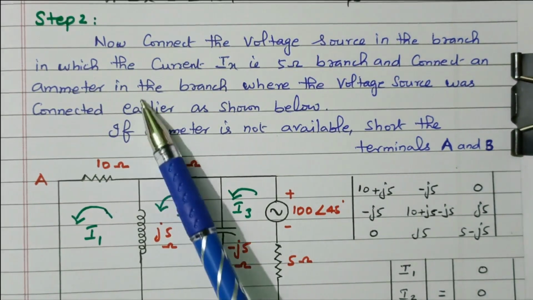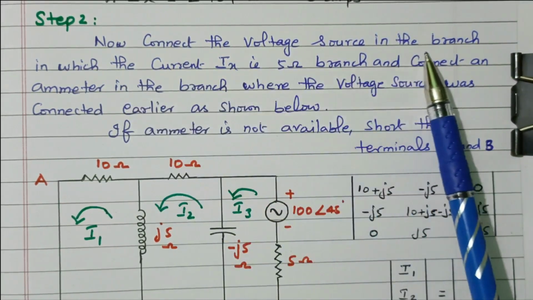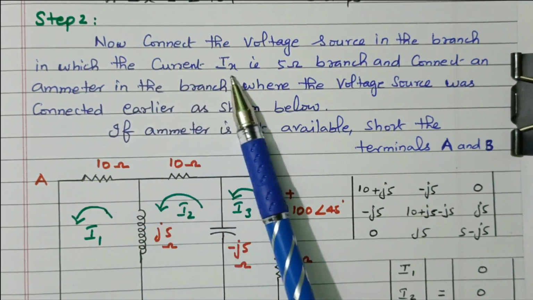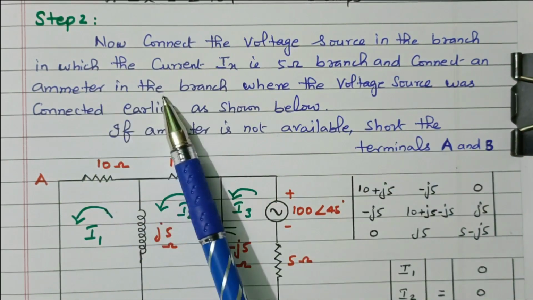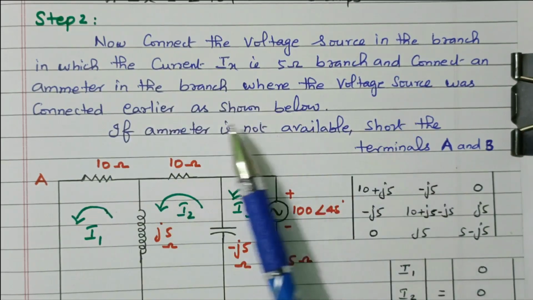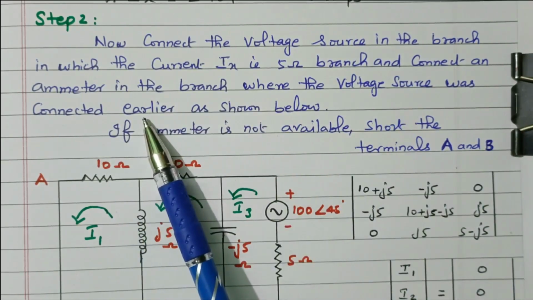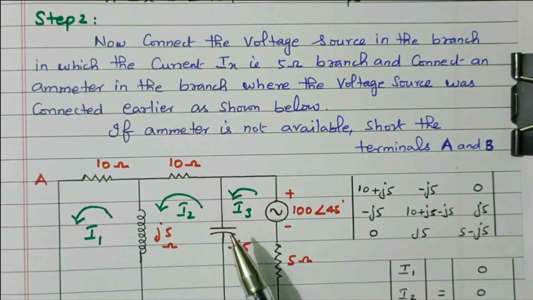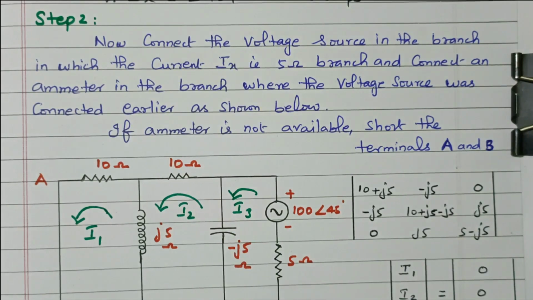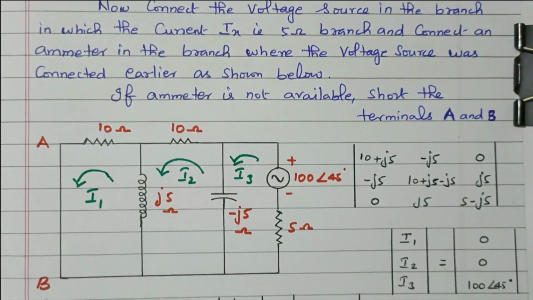So in step 2, now connect the voltage source in the branch in which the current Ix flows, that is the 5 ohm branch, and connect an ammeter in the branch where the voltage source was connected. Right? So we are now interchanging the voltage source from the first branch to the third branch, and we will verify that the current in the third branch will reflect in the first branch. So that is the second step.